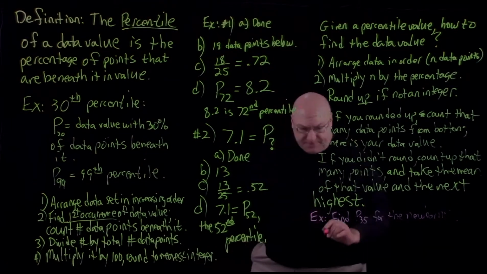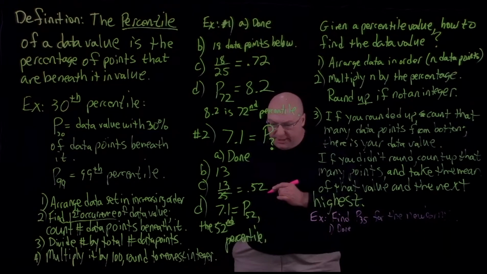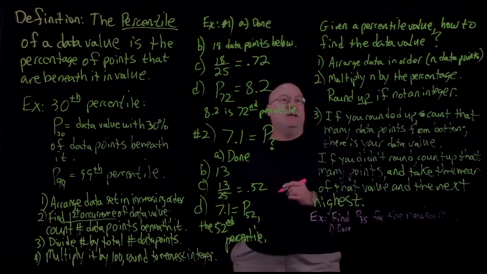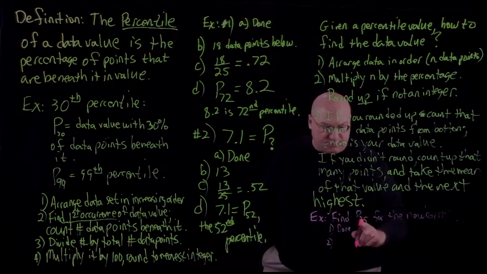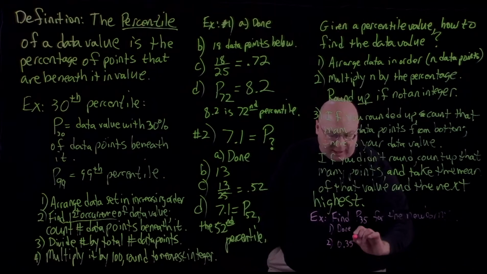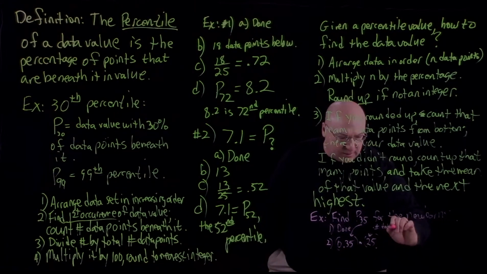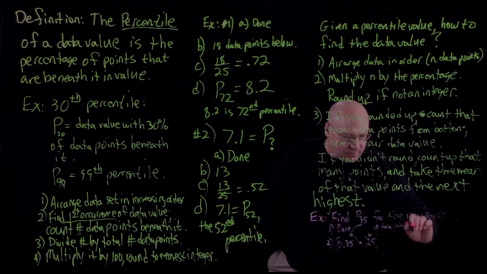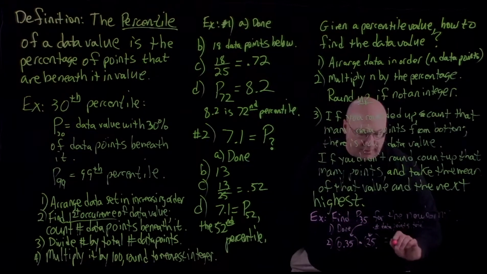Okay, step one is already done. We put them in order. Step two, I take n, which is 25, and multiply by the percentage. This percentile is 35, which means 35%, so I'll write that as 0.35, times 25. That's the total number of data points. And you get 8.75.